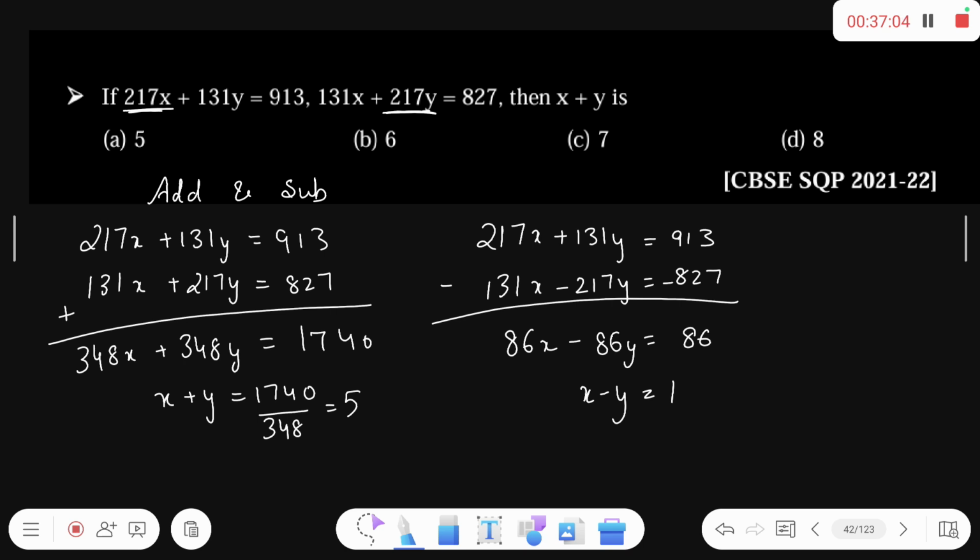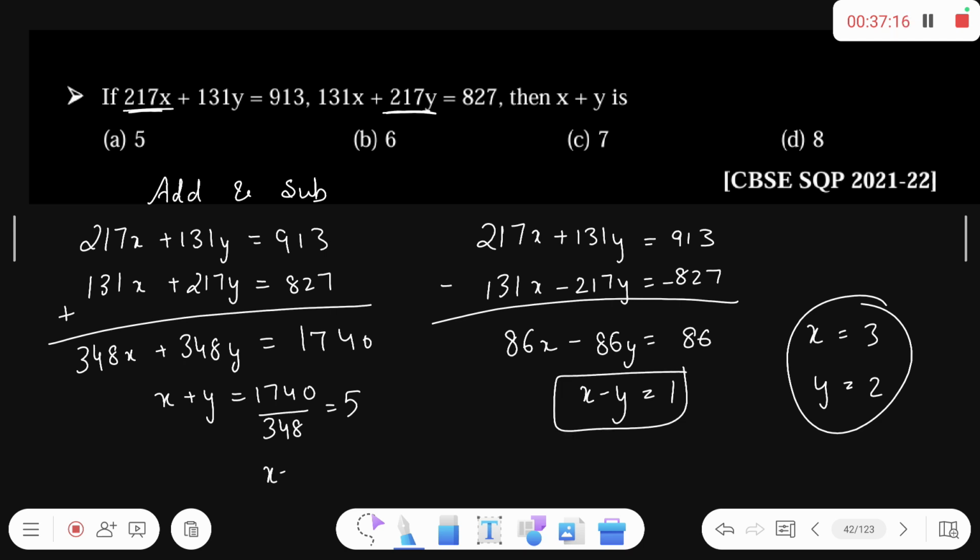So on solving the two, x is equal to 3 and y is equal to 2. Solving these two equations is easy now. When you add them, it becomes 2x plus 6. So it is 3 and y becomes 2.